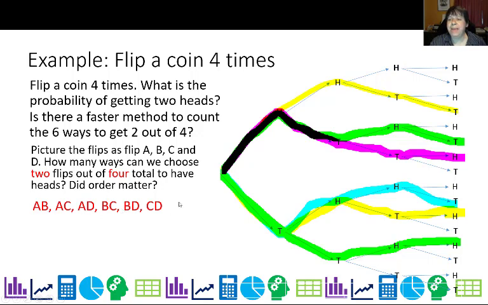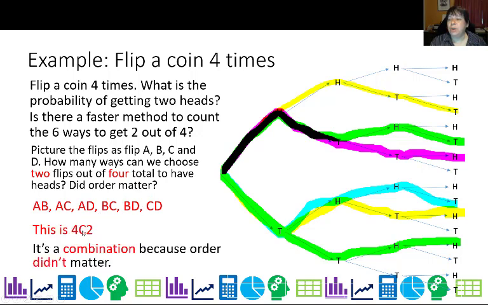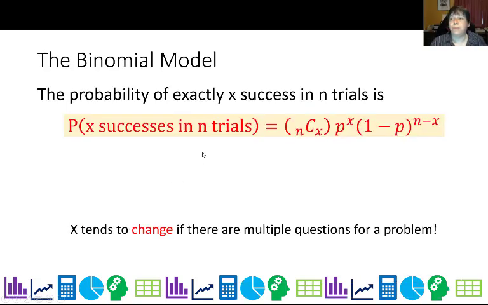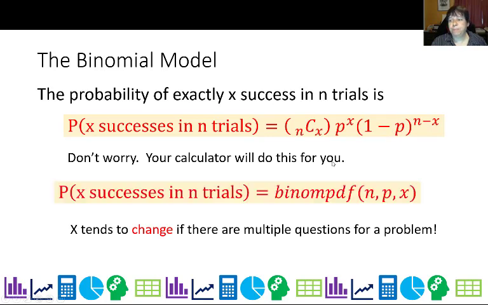Why don't I have BA on this list? Well, order doesn't matter. And this looks a lot like doing a combination. So I'm having 4 flips to choose from, and I'm choosing 2 of them to have heads. So you can actually use combinations, which leads us to our formula for the binomial model. This is the combination formula times the probability of getting X successes, and then N minus X, so the rest are fails, all right? Now, don't worry, your calculator will do this for you very well.